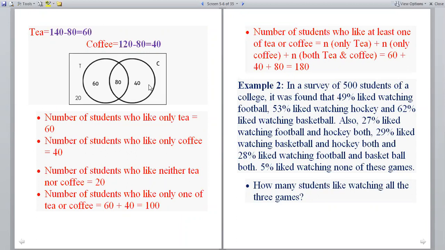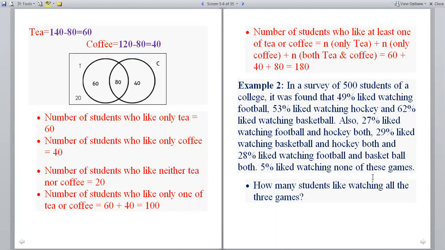Okay. So I hope all of you are able to understand this. Now we are coming to another diagram in which we have three events. As you can see in example number 2, in a survey of 500 students of a college, 49% liked watching football, 53% liked watching hockey, 62% liked watching basketball, and 27% liked watching football and hockey. This is important. Football and hockey, 27%, basketball and hockey, 29%, and football and basketball, 28%, and 5% liked watching none of these games.